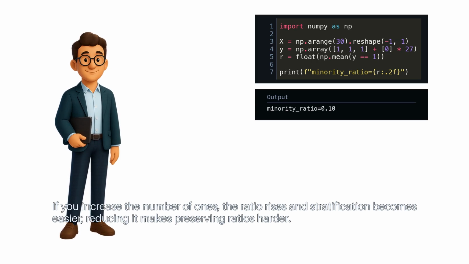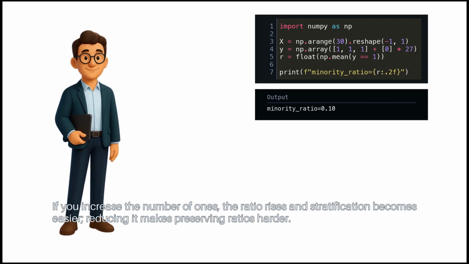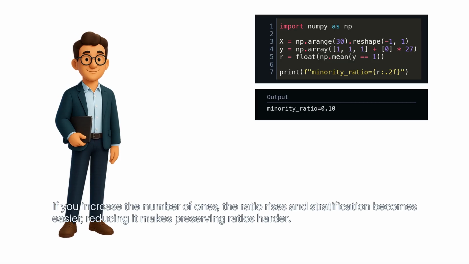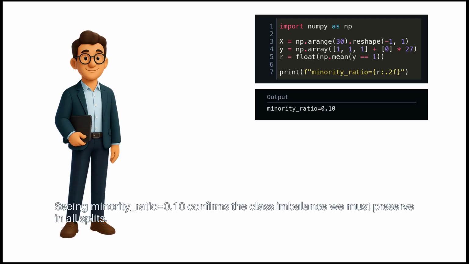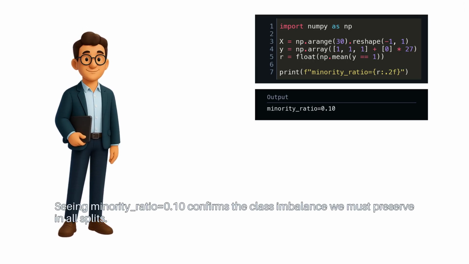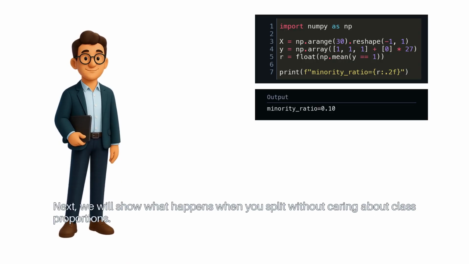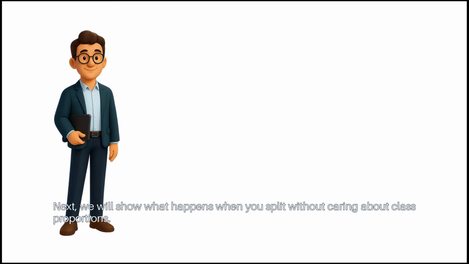If you increase the number of ones, the ratio rises and stratification becomes easier. Reducing it makes preserving ratios harder. Seeing minority ratio equals 0.10 confirms the class imbalance we must preserve in all splits. Next, we will show what happens when you split without caring about class proportions.